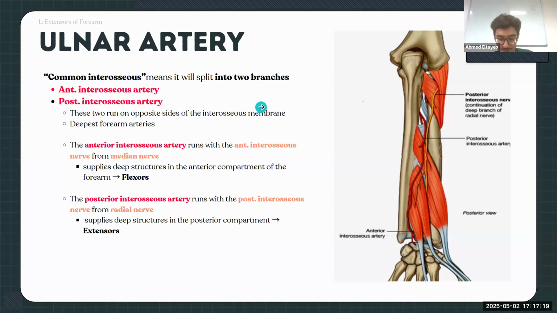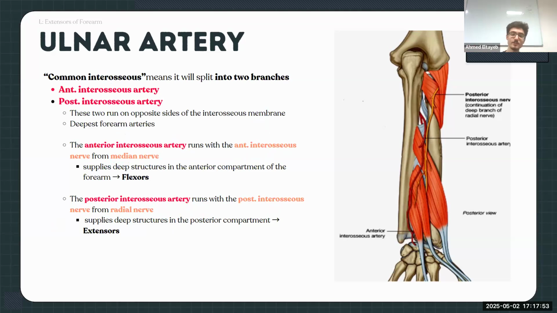You need to know something important about these arteries. They're accompanied by nerves that are also called the respective anterior and posterior interosseous. So for example, the anterior interosseous artery will be accompanied by the anterior interosseous nerve. But this nerve comes from the median. And the posterior interosseous artery will be accompanied by the posterior interosseous nerve. But this one comes from the radial. So you see how everything is kind of overlapped here, but please don't mix it up. It's very straightforward. It makes sense.